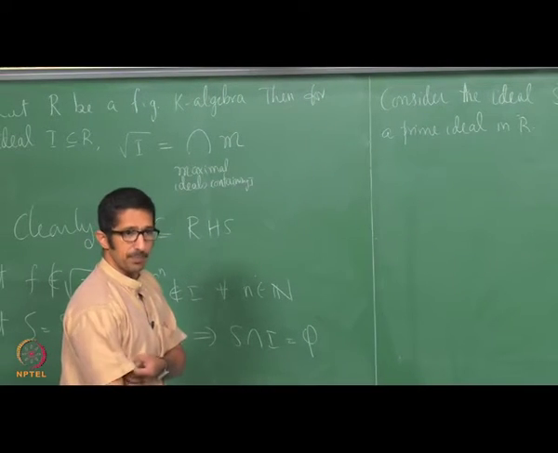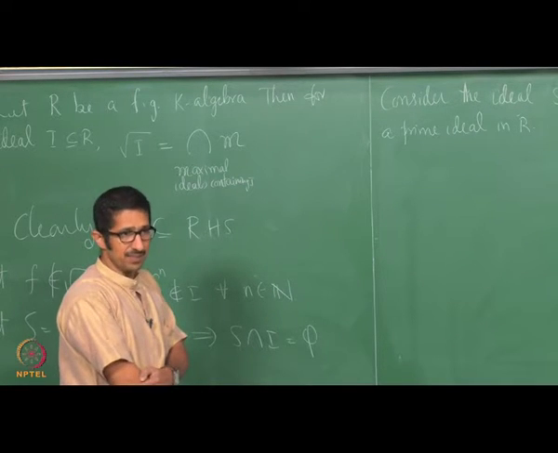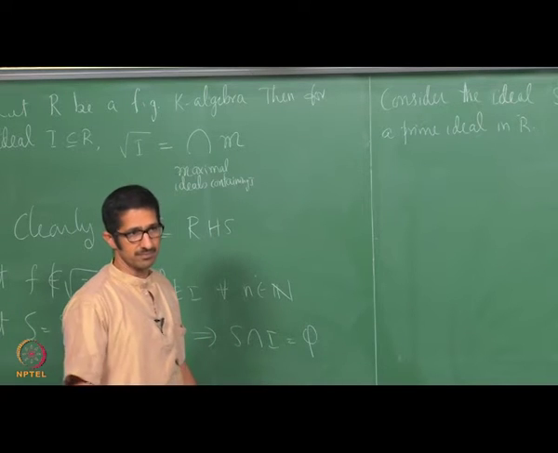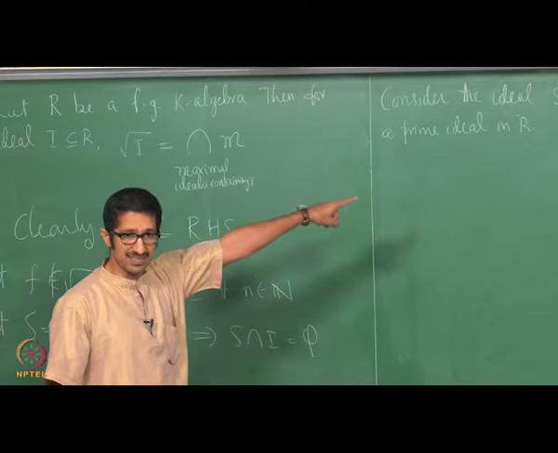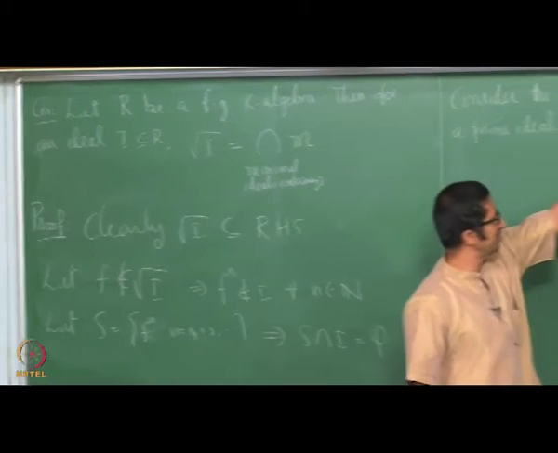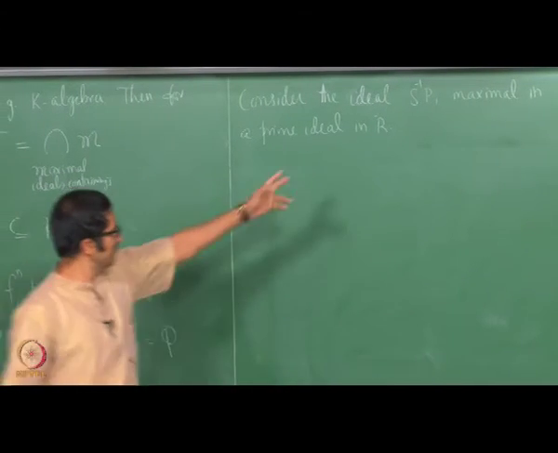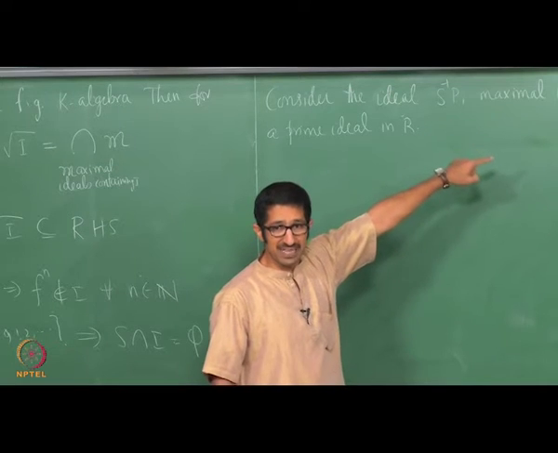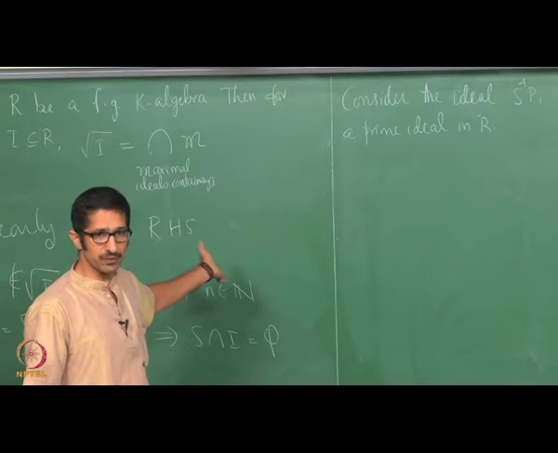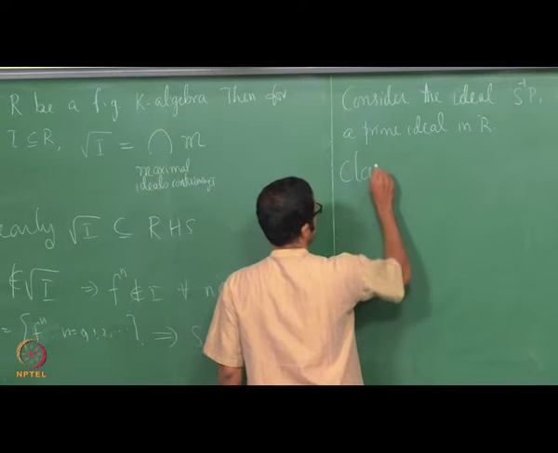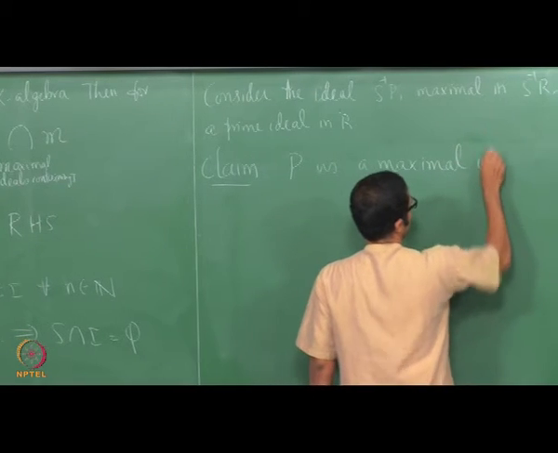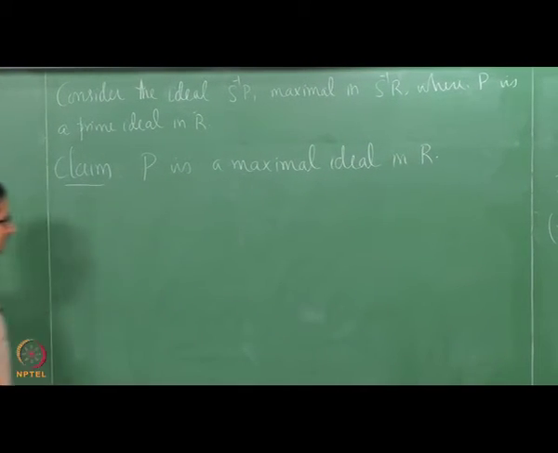Now I claim that P is indeed maximal in R. Suppose I prove that P is maximal in R, that would say that f cannot be in P naturally, because f is in S. If P is maximal in R, I have obtained a maximal ideal which does not contain f, and that is exactly what we want, right. So I claim P is a maximal ideal in R.